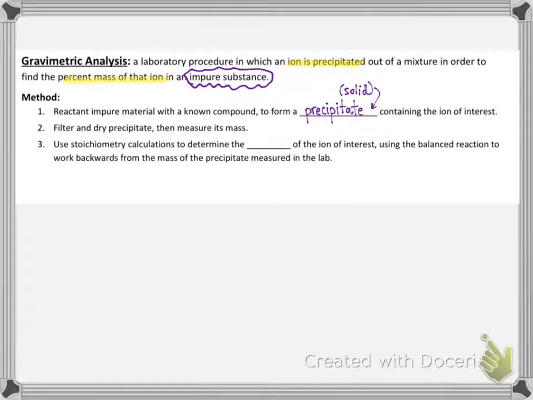Next, you need to figure out how much precipitate you have. So you filter it, dry it, and measure the mass. And once you have your data of the mass of the precipitate, you just get to use delicious stoichiometry to work backwards to calculate, well, I have the mass of this precipitate containing an ion. Let me work backwards to figure out the mass of the specific ion that I'm looking for. And that's it. Now, there are a couple of steps along the way to help minimize lab error. So let's look at that in a little more detail.